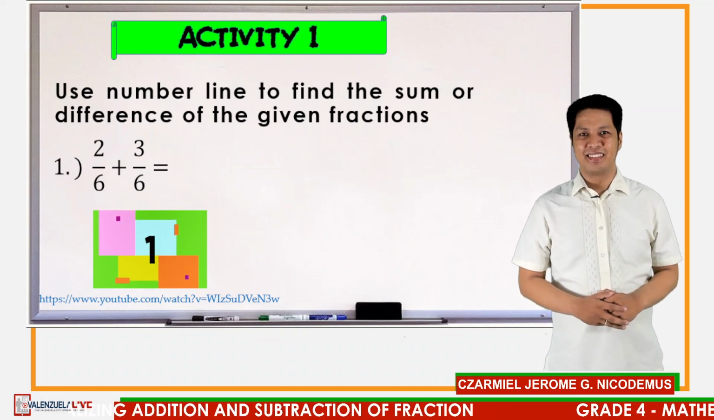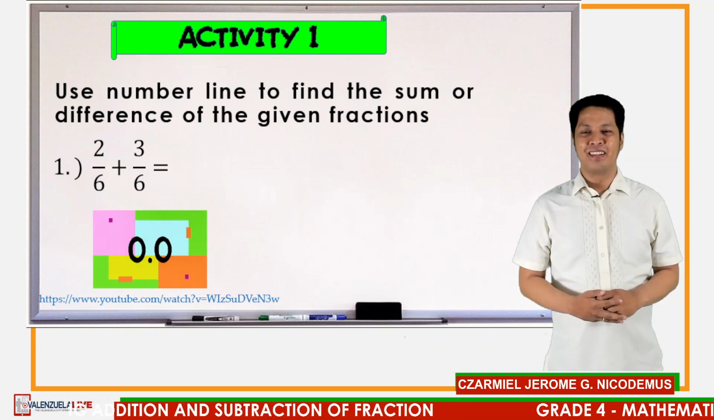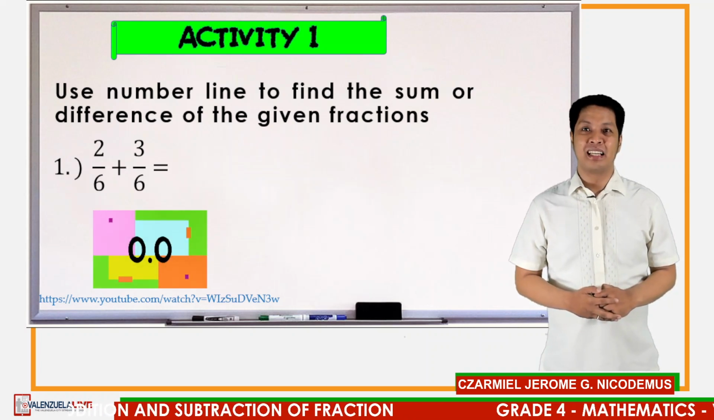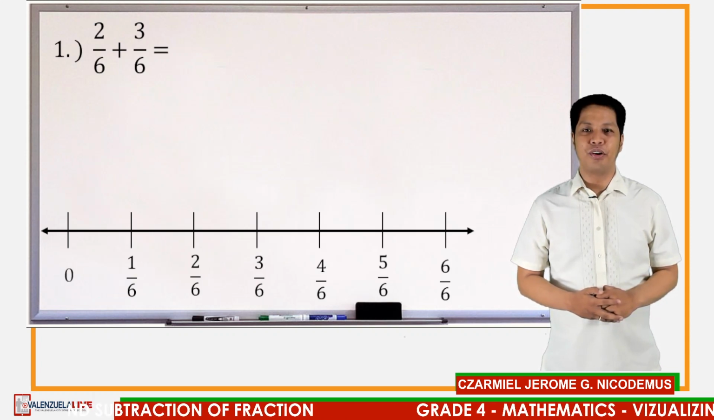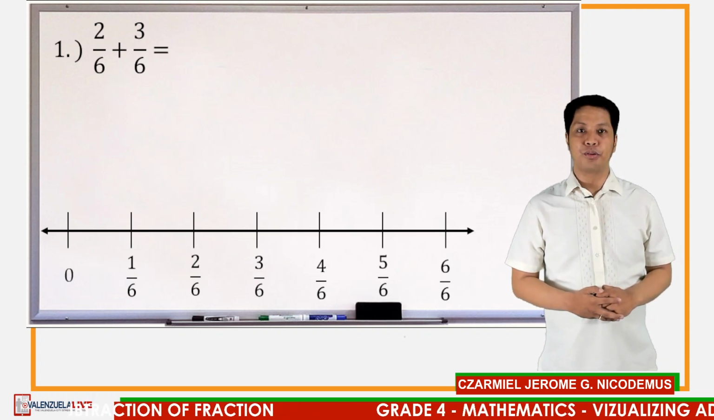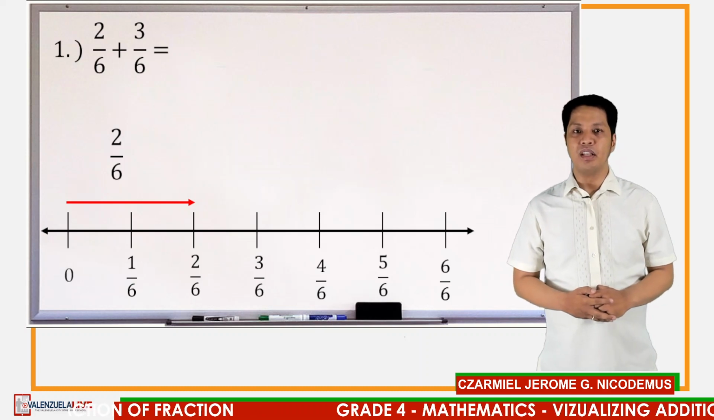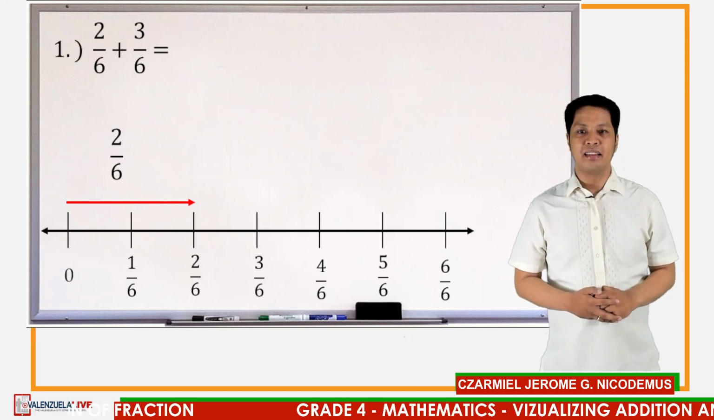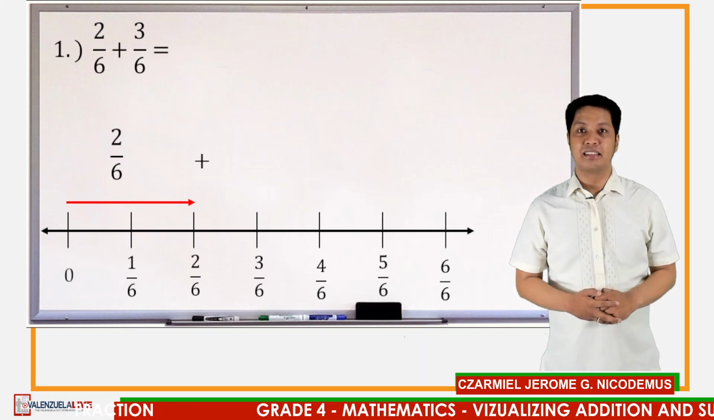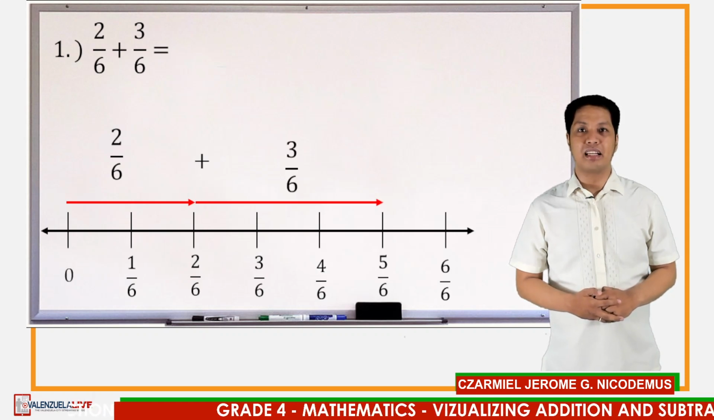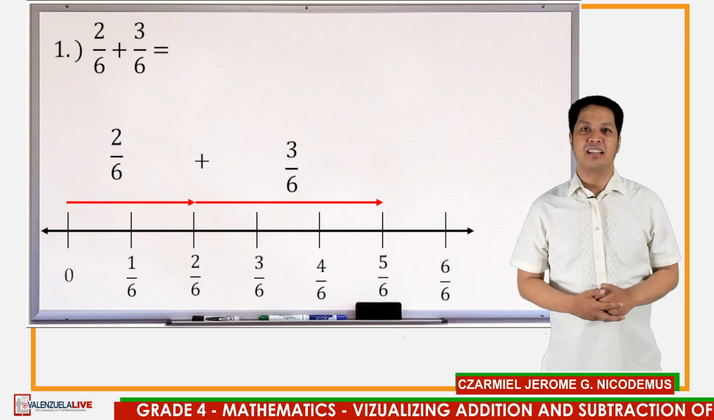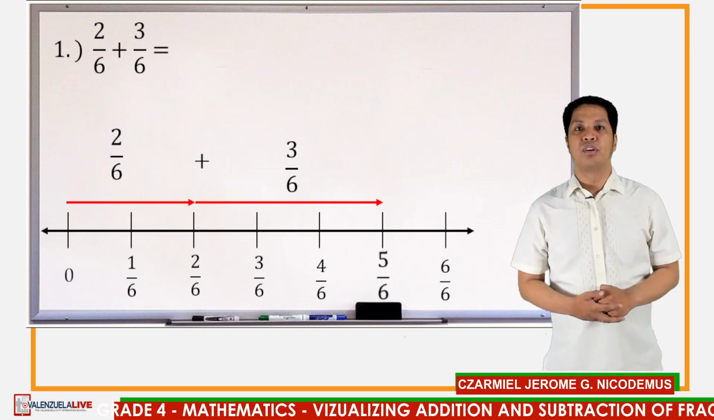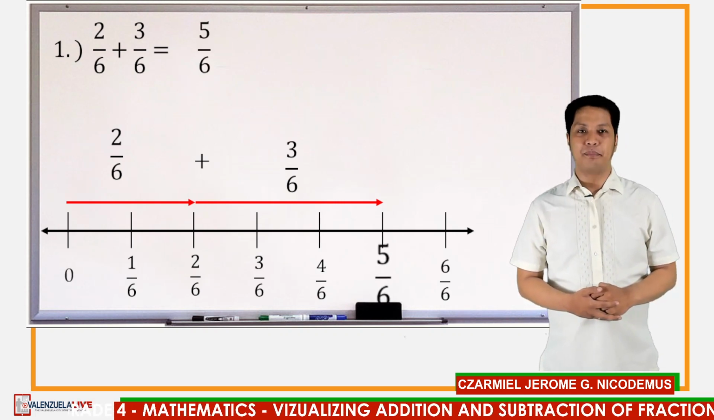So, 2/6 plus 3/6. Let us draw a line from 0 to 2/6. Then, add another 3 lines to represent 3/6. So 2/6 plus 3/6 is equal to 5/6.